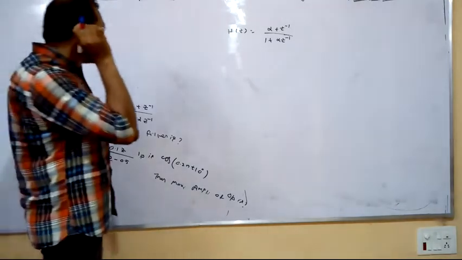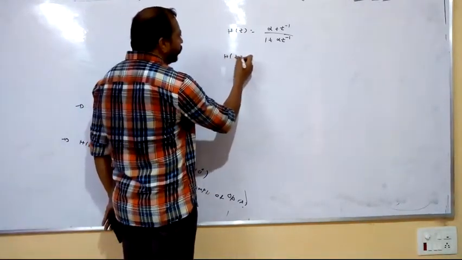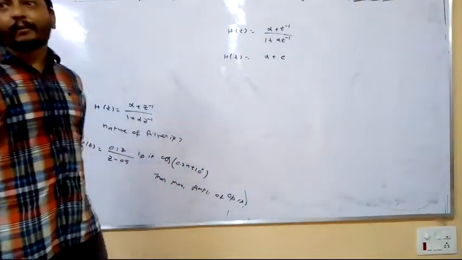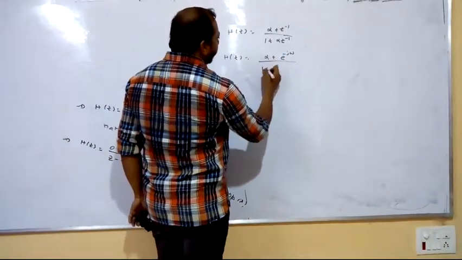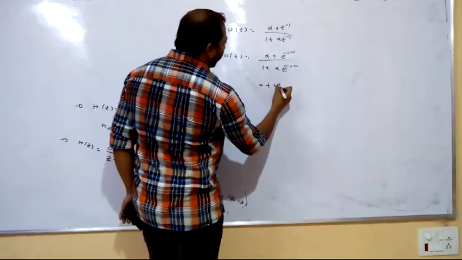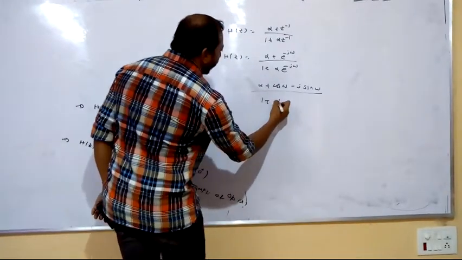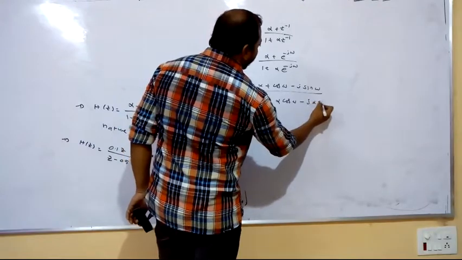Before that, I am going to calculate the magnitude of this one. H of z, simply how can I calculate? Simply by placing z equal to e to the power j omega for magnitude calculation. So it is alpha plus e to the power minus j omega divided by 1 plus alpha into e to the power minus j omega. So this is equal to alpha plus cos omega minus j sin omega upon 1 plus alpha cos omega minus j alpha sin omega.